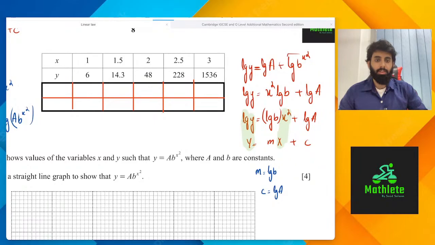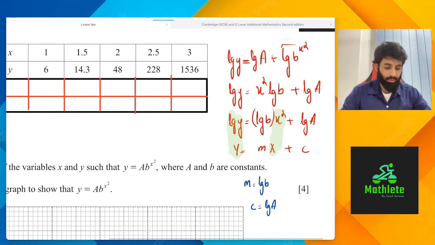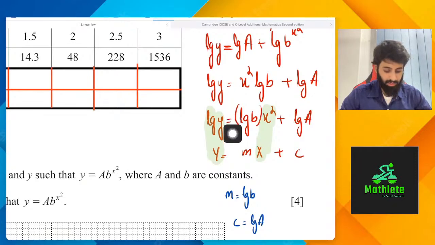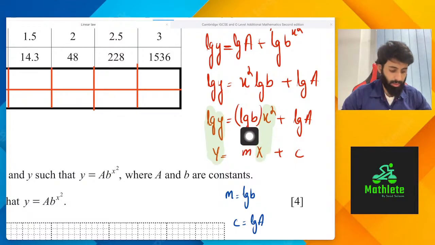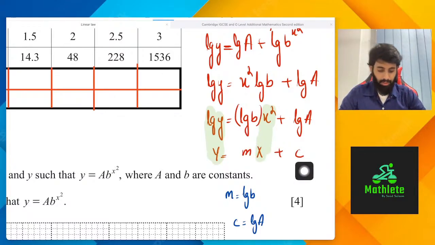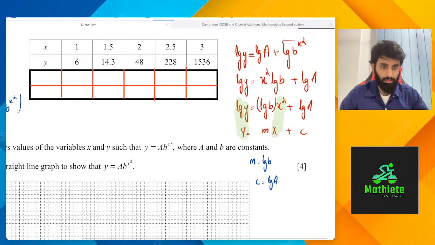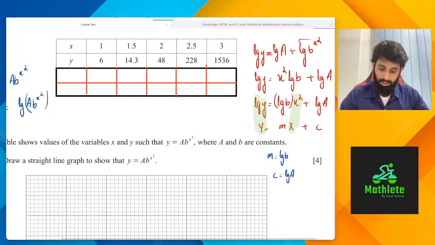So I'll repeat. If you compare it with y equals mx plus c, you should be able to clearly see that in place of y we have LGY and in place of x we have x square. LGB is a constant. So whatever the value of gradient is will be equated with LGB to find out the value of B, and whatever the y-intercept is graphically will be equated with LGA, and we're going to use that to find out the value of A. I hope that's clear to all of you.